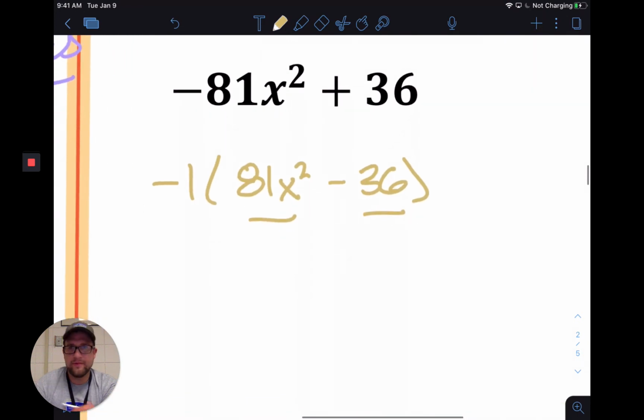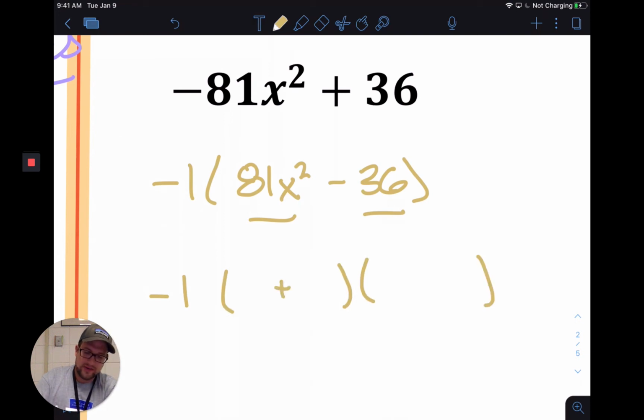Moving down to the bottom of this, again, we've got to this point where we factored out that -1. As soon as we've identified that this is a difference of two perfect squares, I get a plus and a minus. The square root of 81x squared has to be just 9x. And the square root of 36 is just 6.